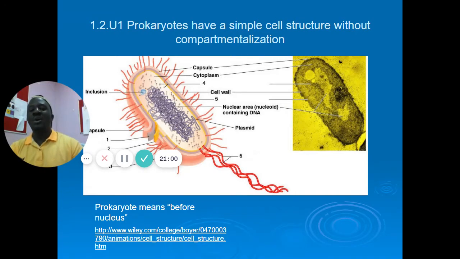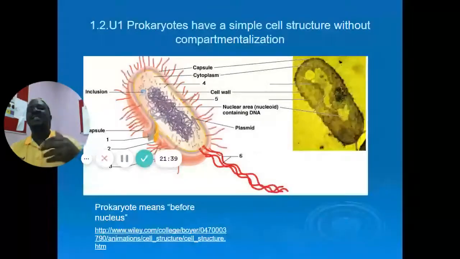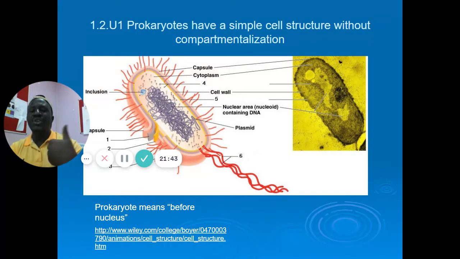So the word pro means before. Karyotes means nucleus. Before nucleus. So we believe that these cells, because they don't have a true nucleus, have all their nuclear components deposited in the cytoplasm. So we derive the name prokaryotes to mean cells that evolved before the formation of a true nucleus. Another question we can ask you: which one of the following is a cell that lacks a true nucleus? Prokaryotes lack a true nucleus. Very important points for us to understand before we go for any other thing.